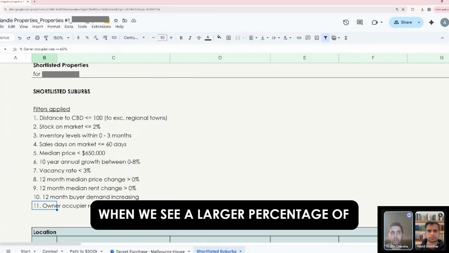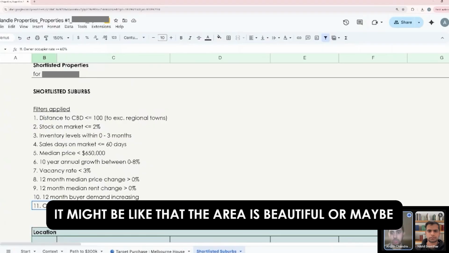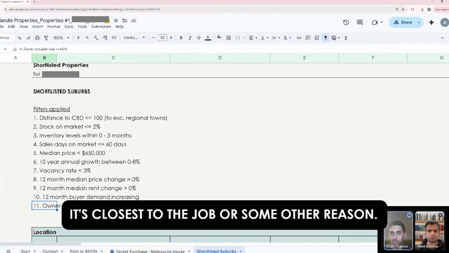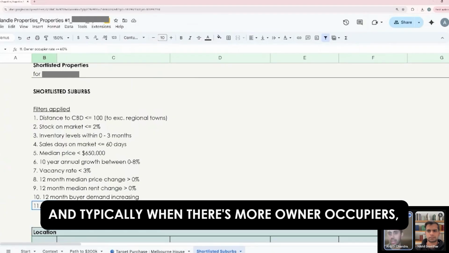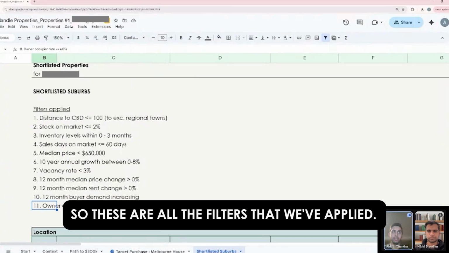When we see a larger percentage of owner occupiers, that typically means there's a reason for people to live there. It might be like the area is beautiful, or maybe it's close to the job or some other reason. And typically when there's more owner occupiers, they just take better care of the house, the whole suburb. There's like a better feel and stuff like that. So these are all the filters that we've applied.